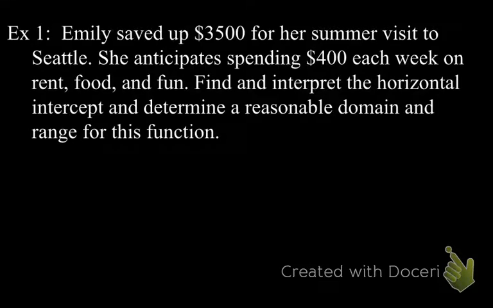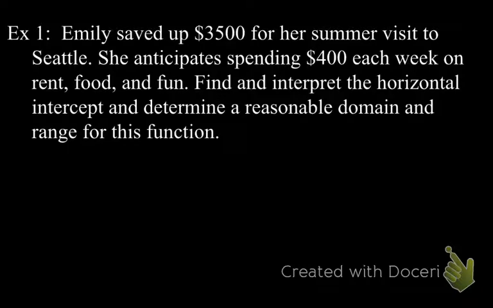So example 1, Emily saved up $3,500 for her summer visit to Seattle. She anticipates spending $400 each week on rent, food, and fun. Find and interpret the horizontal intercept and determine a reasonable domain and range for this function.